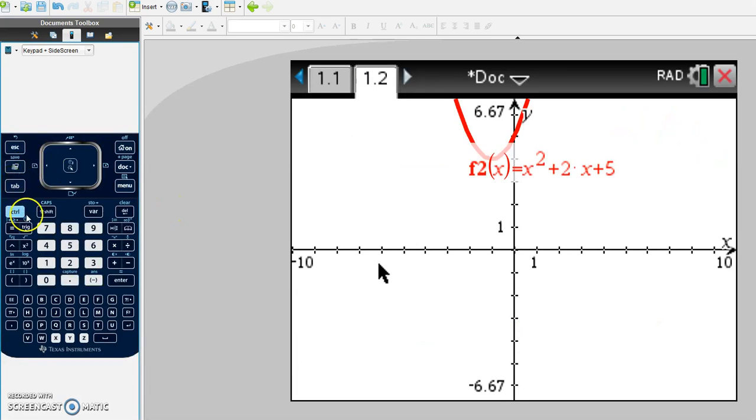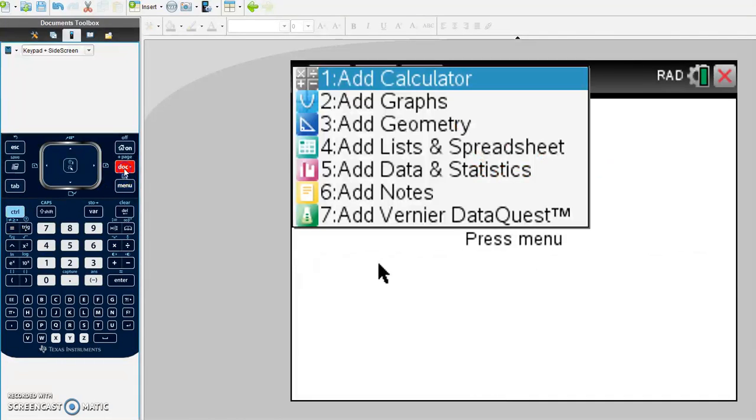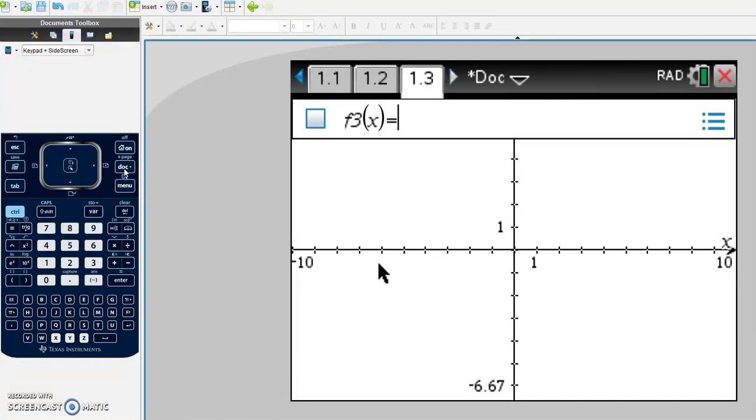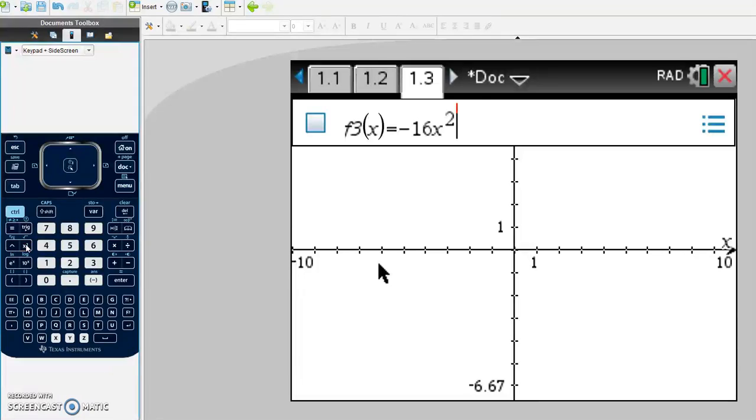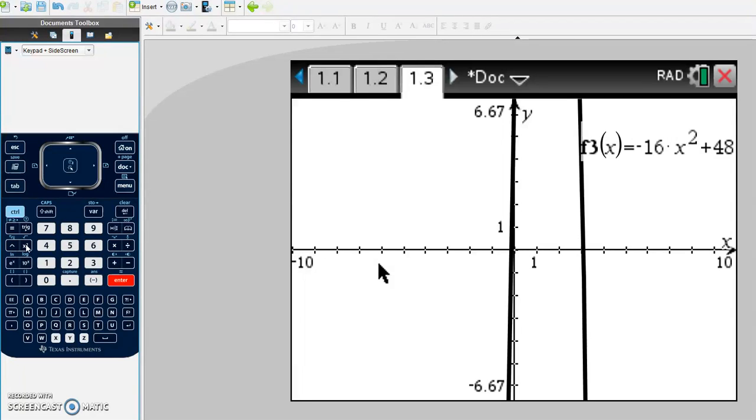Okay, so we need to do Control Doc to add a page. I want to add a graph. My equation is negative 16x squared plus 48x plus 6. And there's my graph of my equation. Okay, so now you guys, we can't see the top of it, right? We can't see that maximum point.